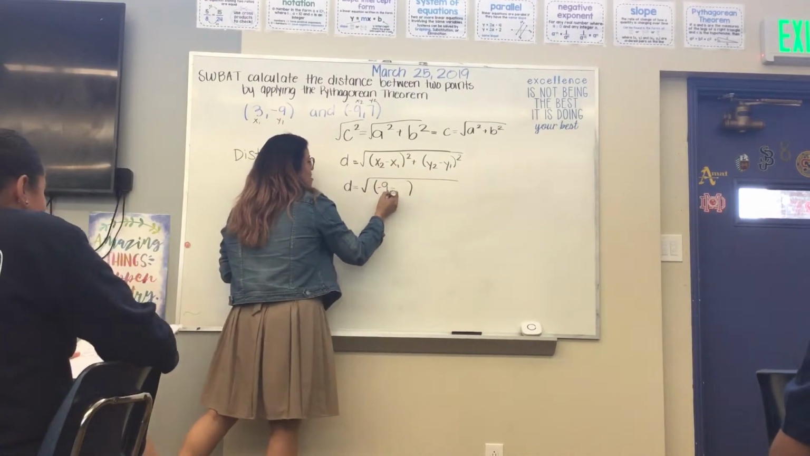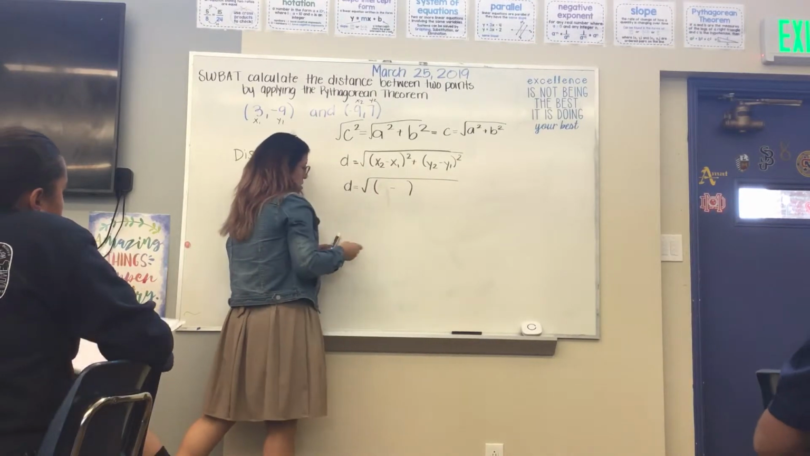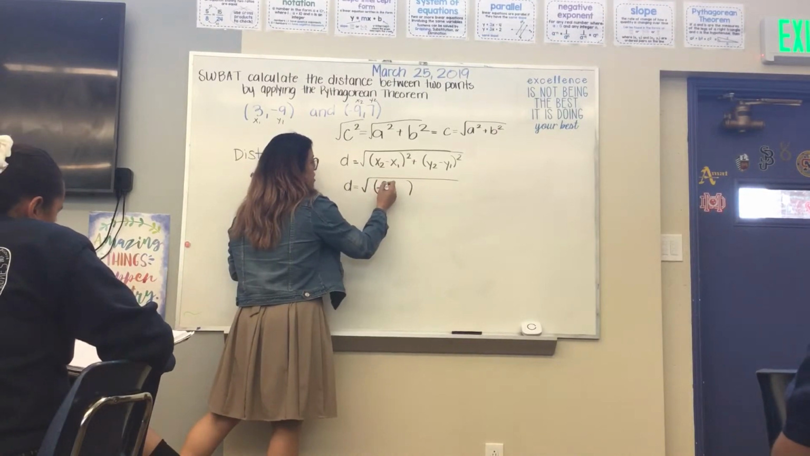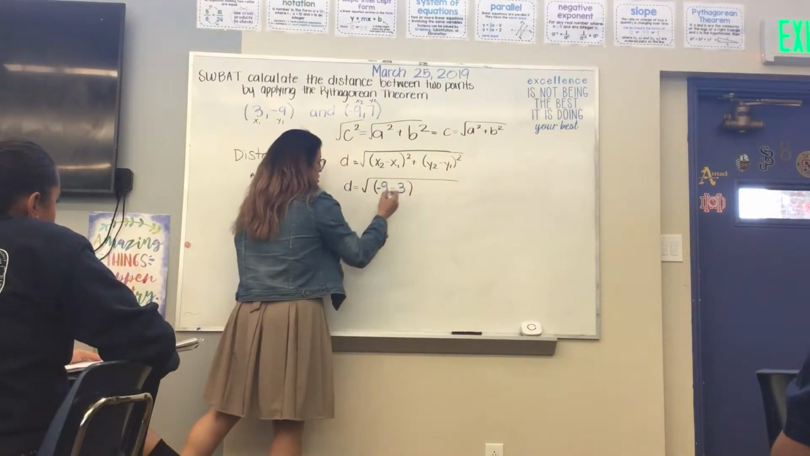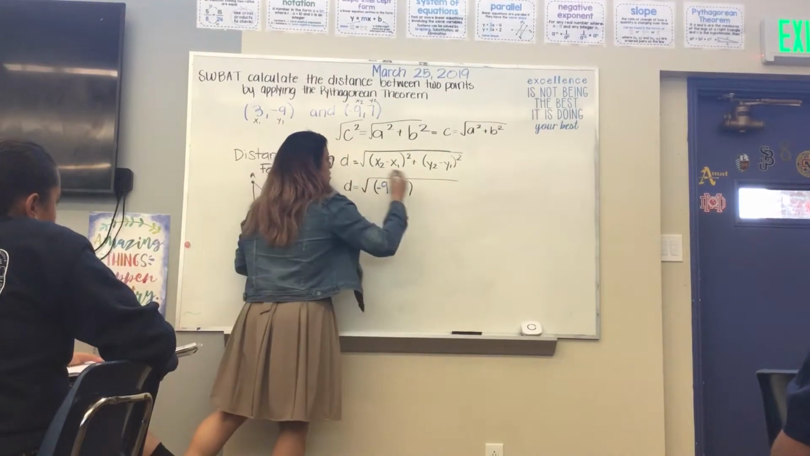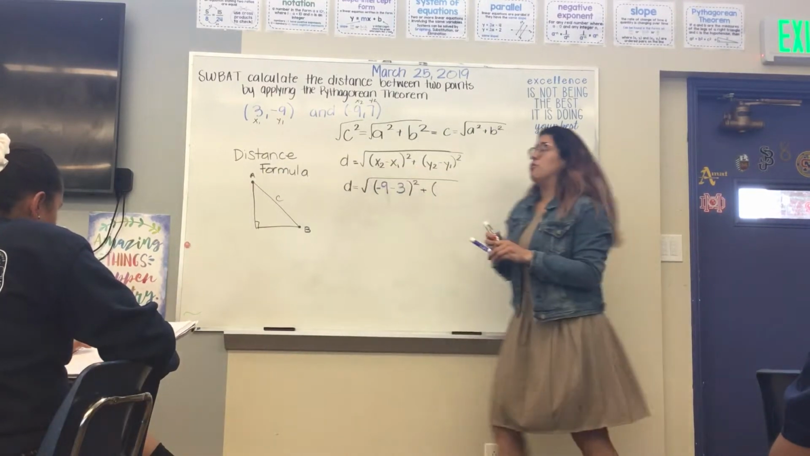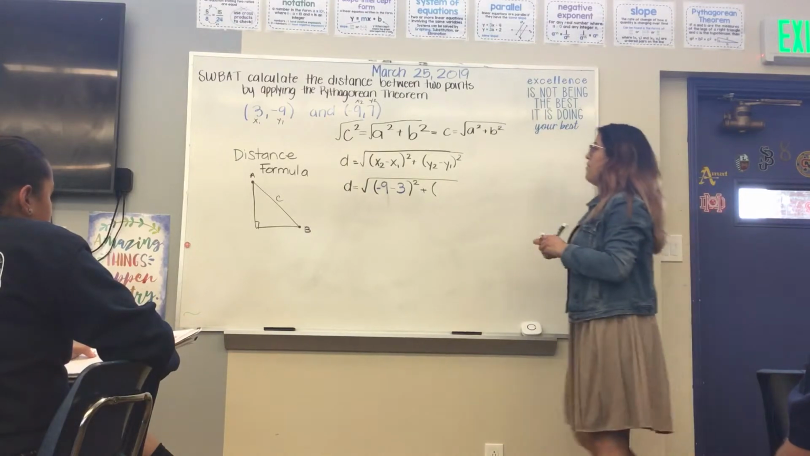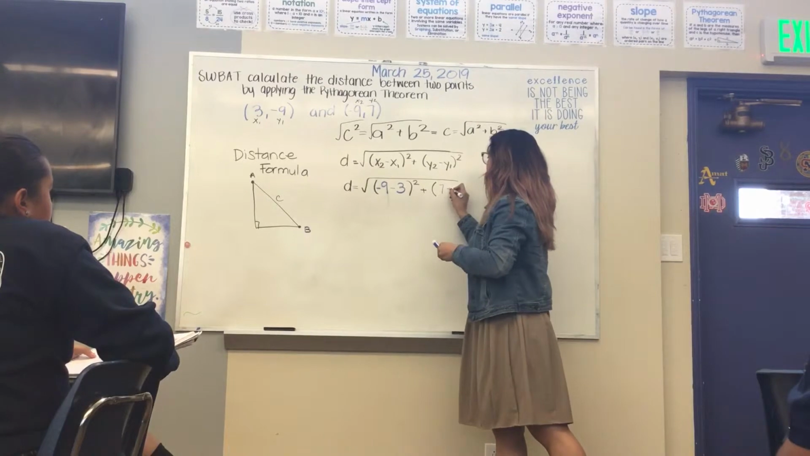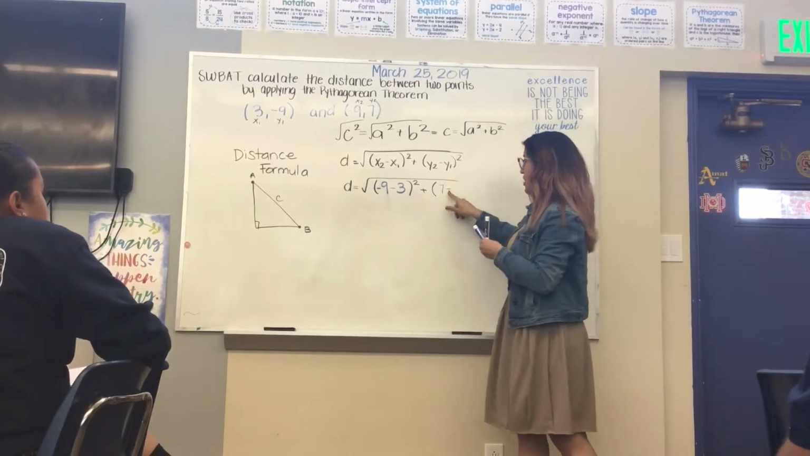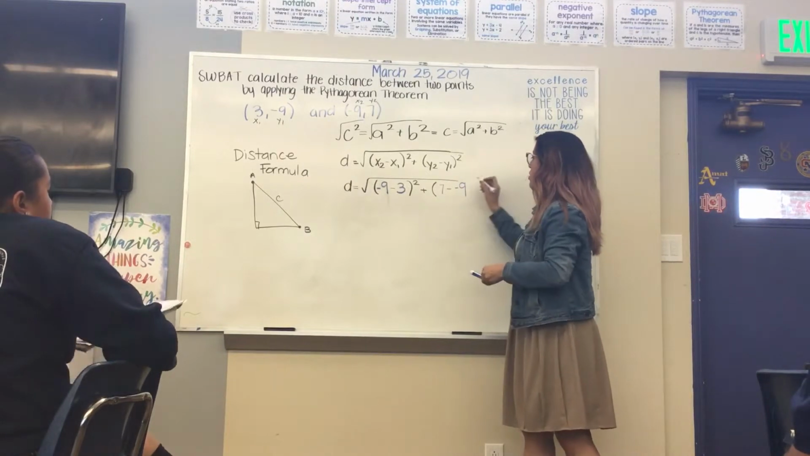-9. Minus, here, I'm actually doing a different color so you can see it better. -9 minus, what's x1? 3. Good, and it's all squared. I'm gonna keep that parentheses. Now my second one. What's y2? 7. What's y1? -9. But don't forget that we need to have that subtraction ready. -9. And it's all squared.